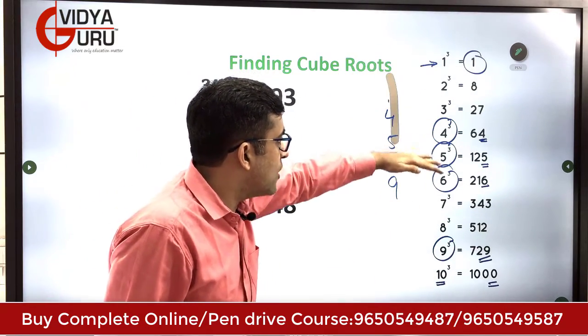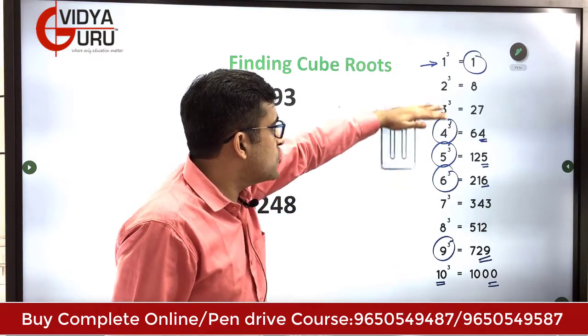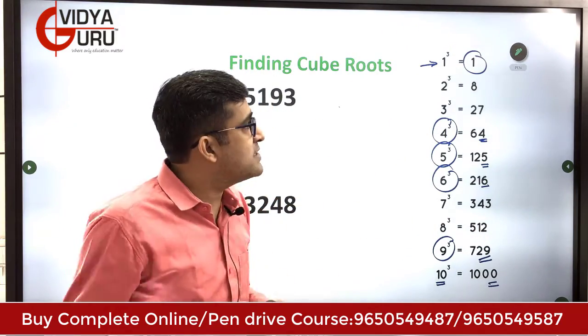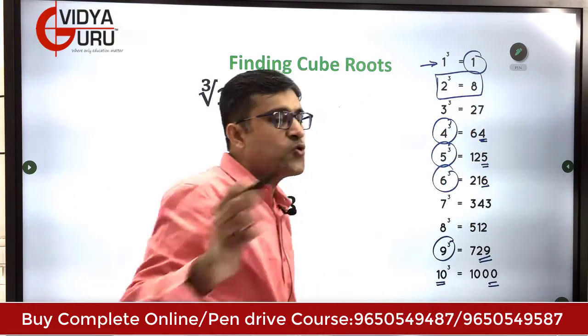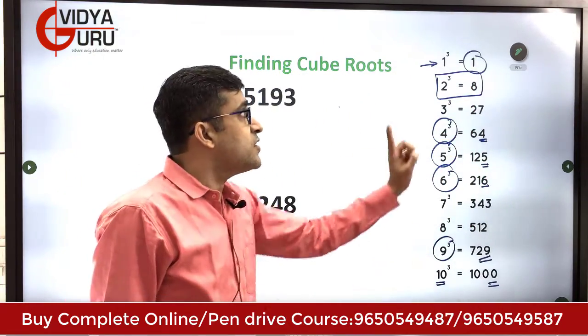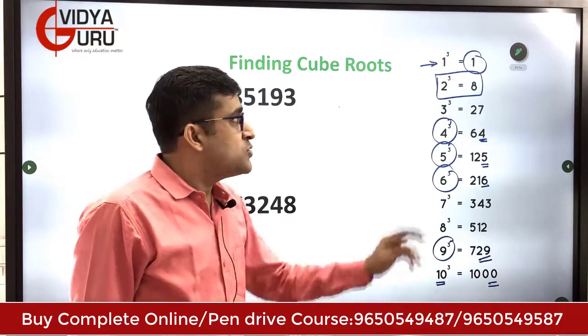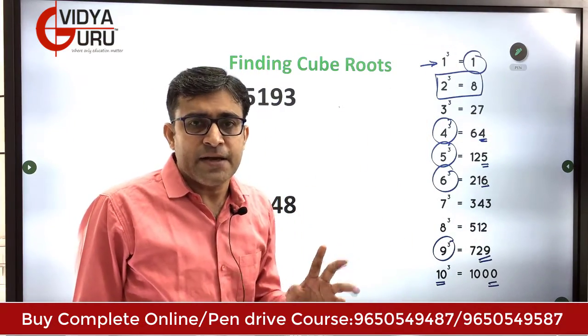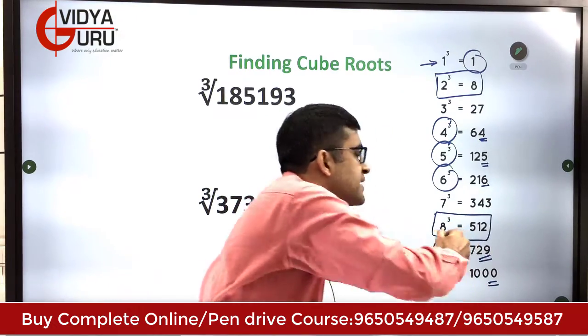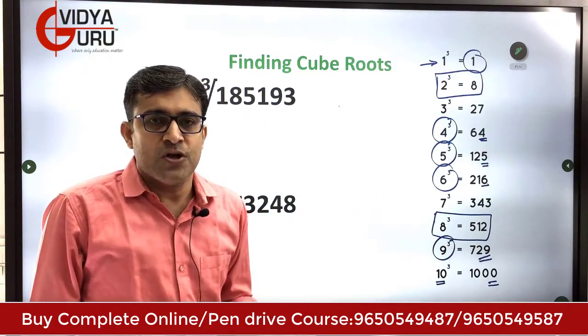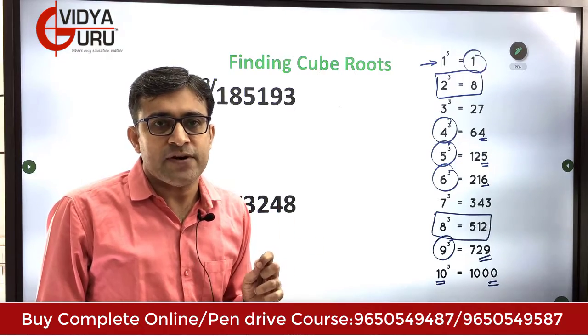Now let's focus on the other ones. And what are those other ones? Students, the other ones are 2. 2 cube is 8, and look at the reverse of it. 2 cube ends in 8, and 8 cube ends in 2. So you have a pair.